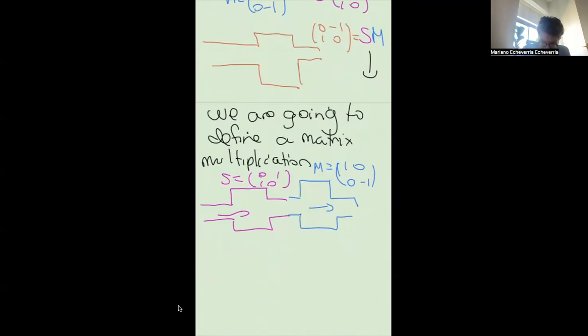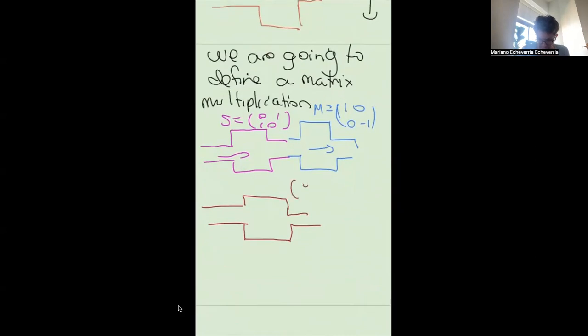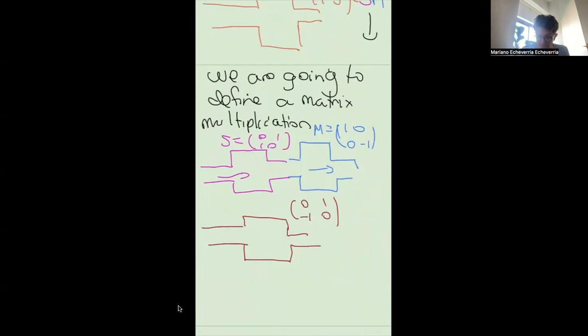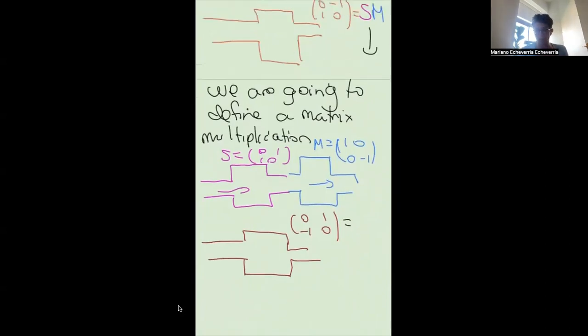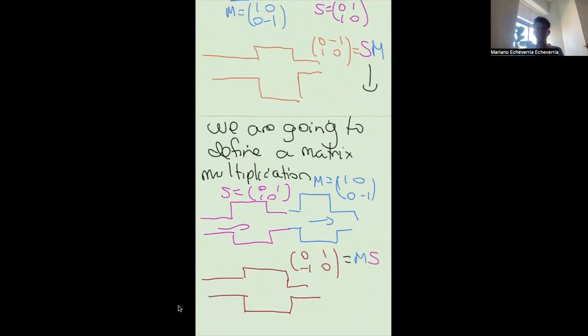So here, what I'm saying, we were doing shift and mirror, right? The matrix that we got when we did shift and mirror was 0, 1, -1, 0, right? And what I'm saying is that I'm going to define an operation called matrix multiplication, where this literally will be m times s.